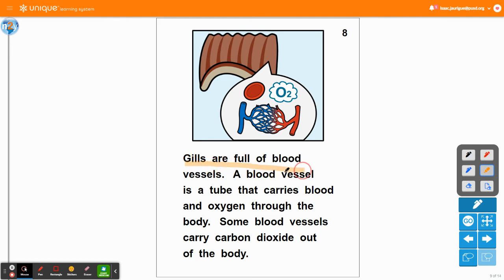Gills are full of blood vessels. Tiny veins. A blood vessel is a tube that carries blood and oxygen through the body. Some blood vessels carry carbon dioxide out of the body. What sends blood and oxygen through the fish? Blood vessels carry the blood and oxygen through the body of the fish.